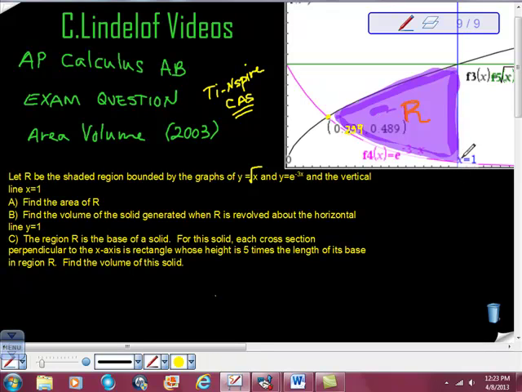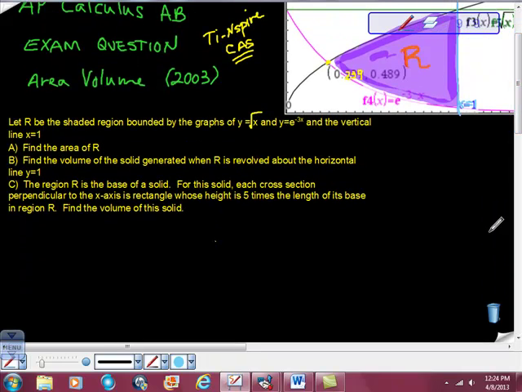I went to my calculator and graphed in the line x is equal to 1. That's this line right here. And later we needed y is equal to 1, so I went ahead and graphed that in also. So this is what I have. For part A of question number 1, it's only worth 2 points, and the 2 points are for the integrand and the answer. So this should be really easy.